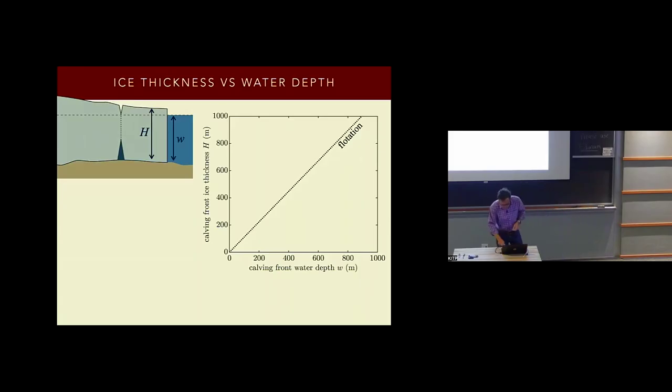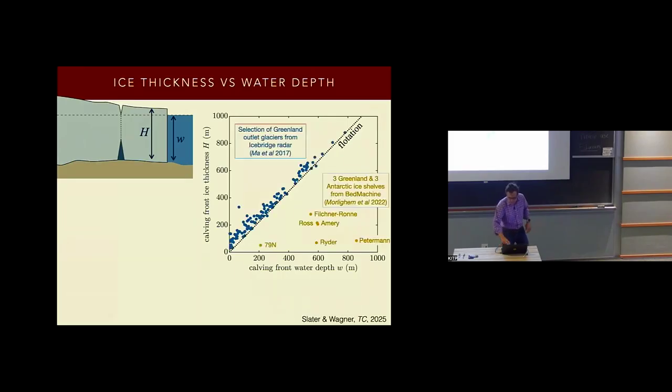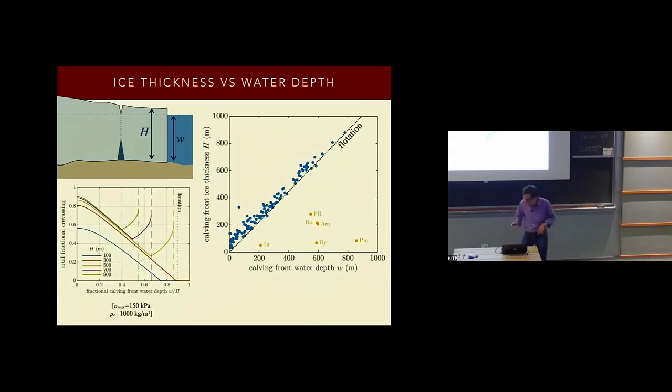And so you can put observed thicknesses and water depths on this. So we have all these observed glacier thicknesses here, and then the ice shelf thicknesses in yellow from BedMachine. And now what we can do with our criterion is I can vary the thickness, and every thickness of my glacier gives me a different curve here.